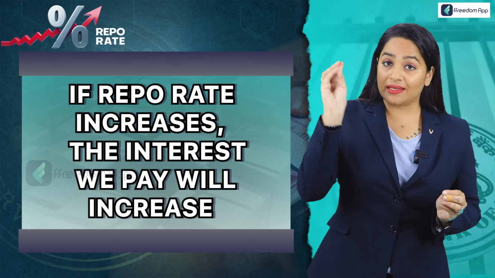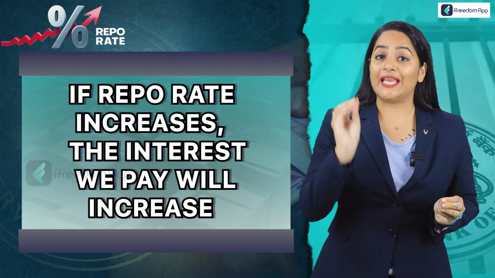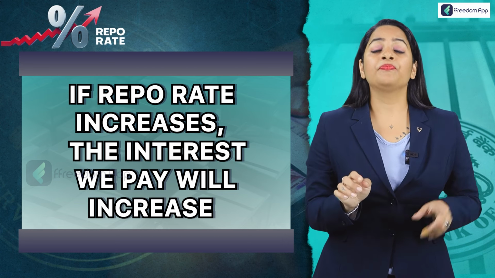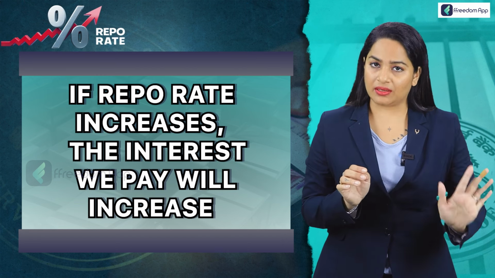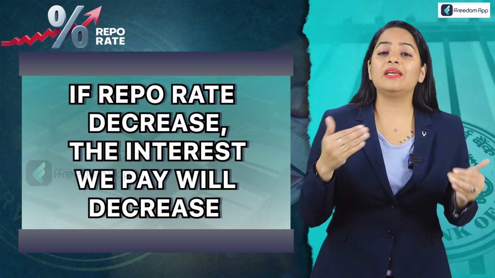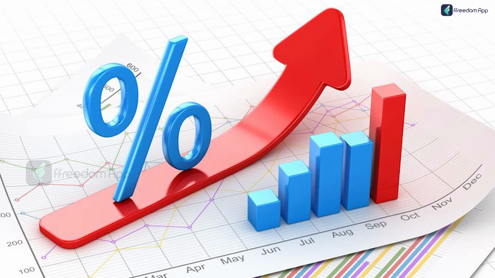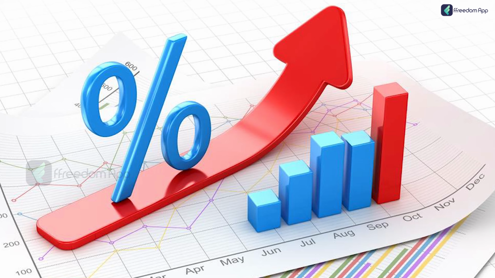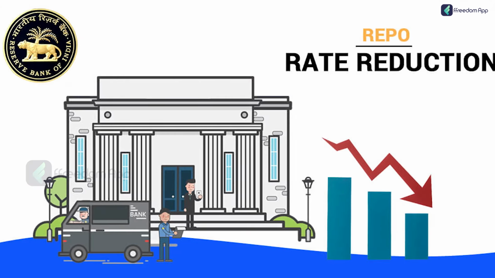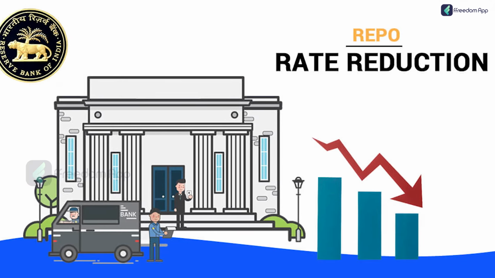So basically, when the repo rate increases, banks will also increase the interest rate which we have to pay there. So our interest rate which we are paying will increase. And if the repo rate decreases, the interest rate which we are paying also will decrease. So it's like a circle, I would say. So now we have understood what repo rate is. And we also understood when repo rate increases, the interest which we are paying also increases. And when the repo rate decreases, the interest which we are paying also will decrease.